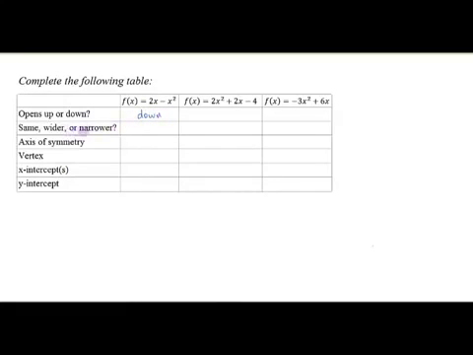Is it the same, wider, or narrower? Well, the absolute value of negative 1 is positive 1, so it's the same as our y equals 1x squared parabola. For the axis of symmetry, we're going to use our formula x equals negative b over 2a. So the negative of b is negative 2, and 2a is 2 times negative 1. So I have negative 2 over negative 2, which is positive 1. We'll write the axis of symmetry as the equation of a vertical line, x equals 1.